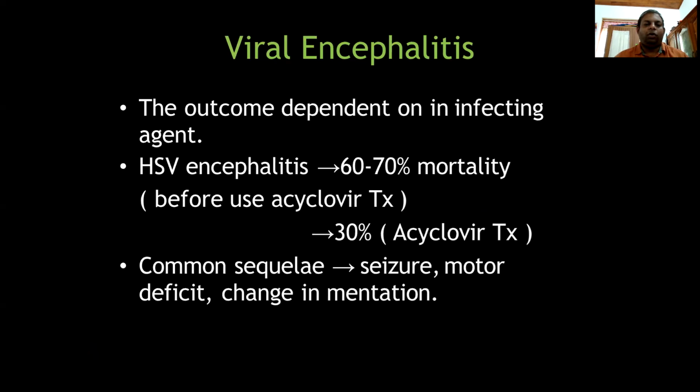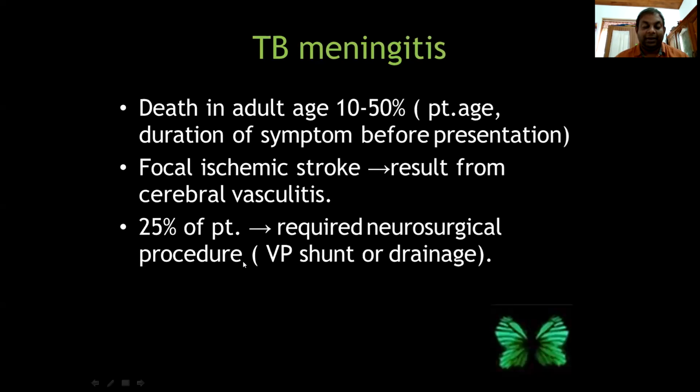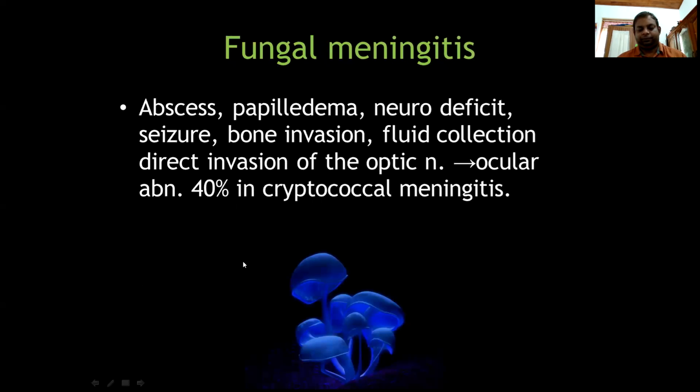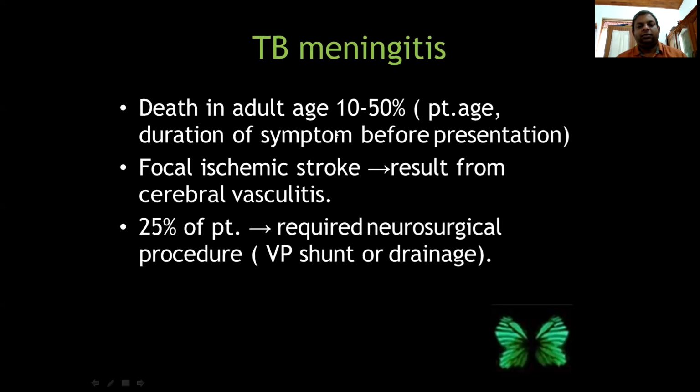The outcome depends on the infective agent. As I said earlier, viral encephalitis, herpes encephalitis, 6 to 70% mortality. Common sequelae: seizure, motor deficit, change in menstruation. TB meningitis, death in adults 10 to 50%, depending on patient age and duration of symptoms before presentation.